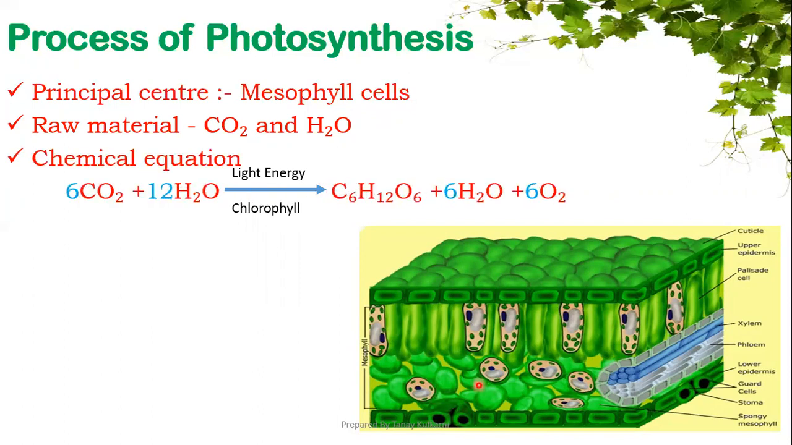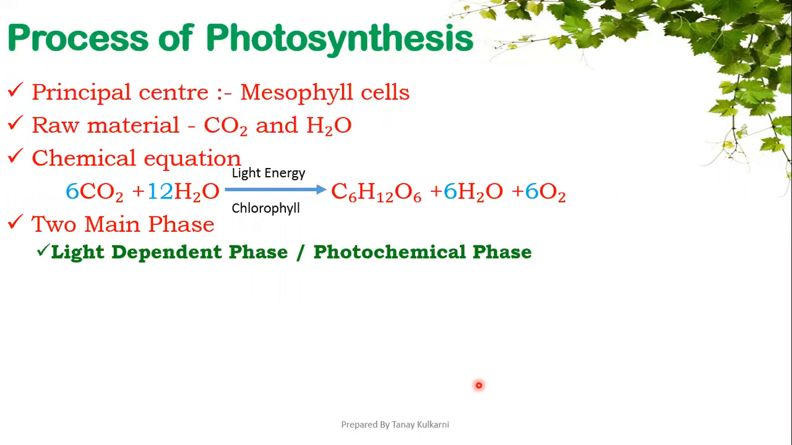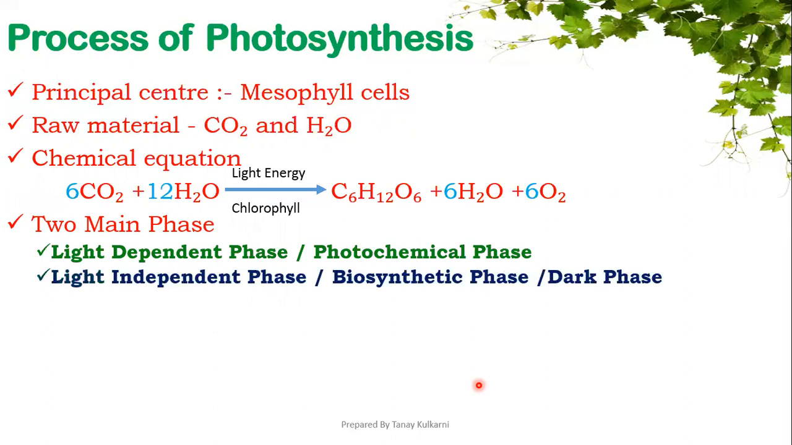The overall chemical equation for the process is 6CO2 plus 12H2O, in the presence of light energy and chlorophyll, gives out glucose, water and oxygen. This process will be completed in two main phases. One is the light dependent phase, also called the photochemical phase, and the other is the light independent phase, also called the biosynthetic phase, or simply the dark phase.